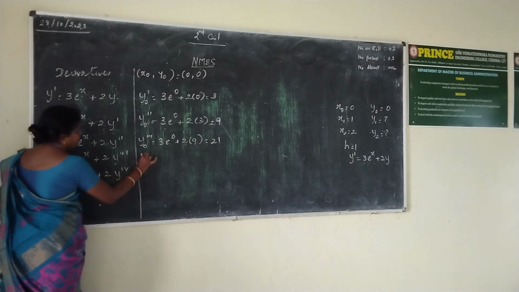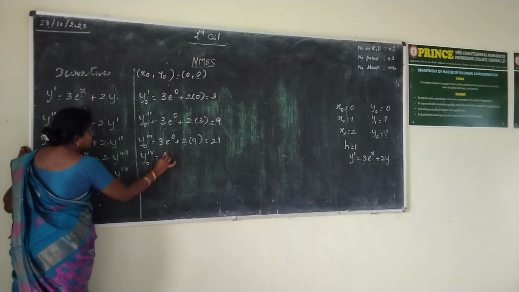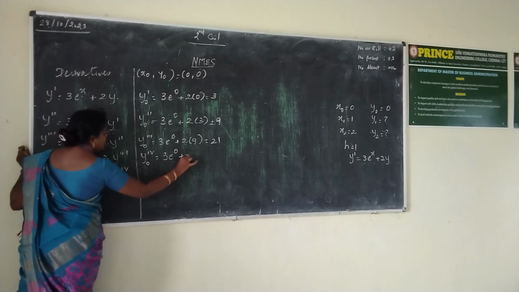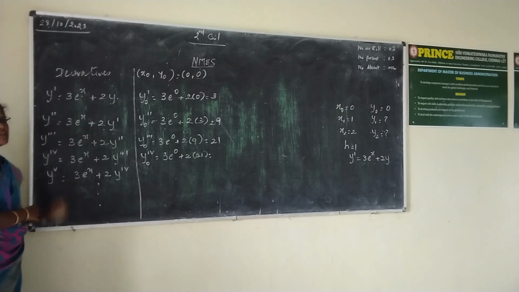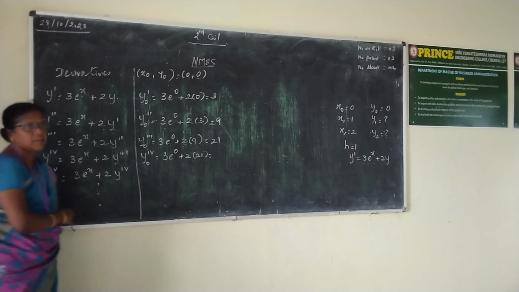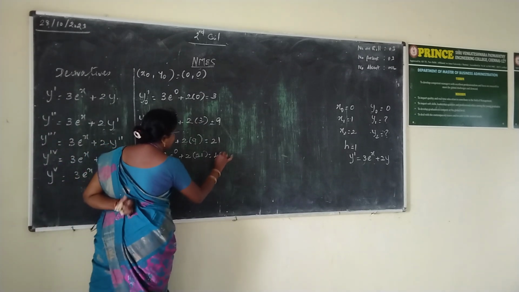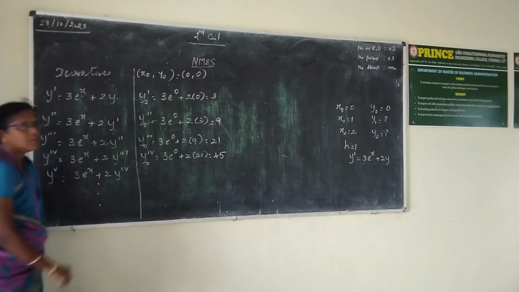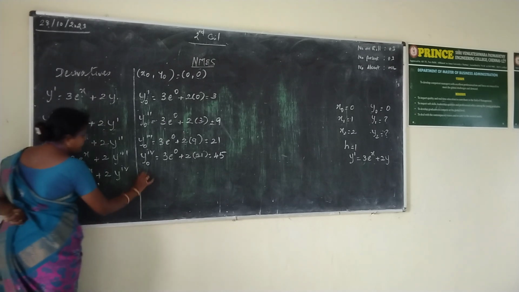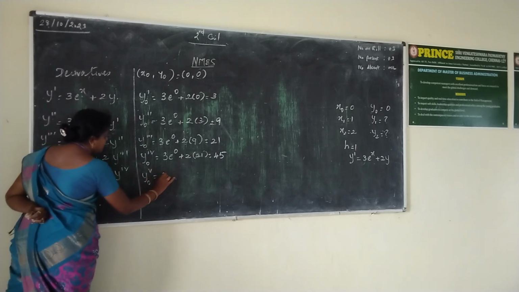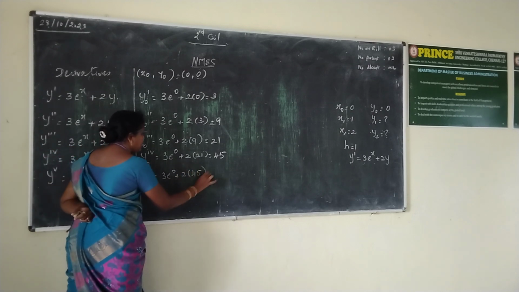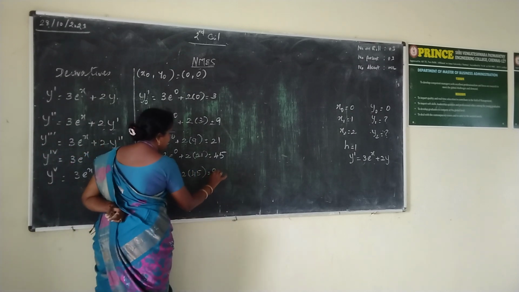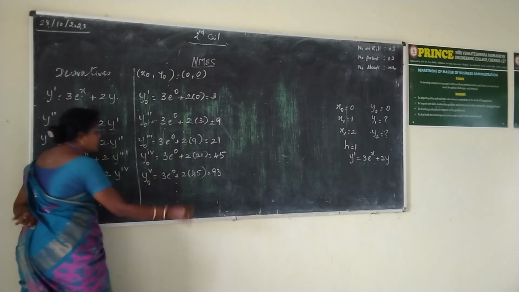y0 fourth derivative is 3 into e power 0 plus 2 into the third derivative, which is 21. 21 into 2 is 42, plus 3 gives 45. y0 fifth derivative is 3 into e power 0 plus 2 into 45, which is 93. Again here also we put etc.